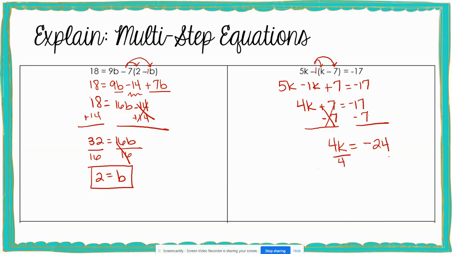Now I need to divide by 4 on both sides. So these will cancel to leave me with k equals, and negative 24 divided by positive 4 is negative 6. So k equals negative 6.